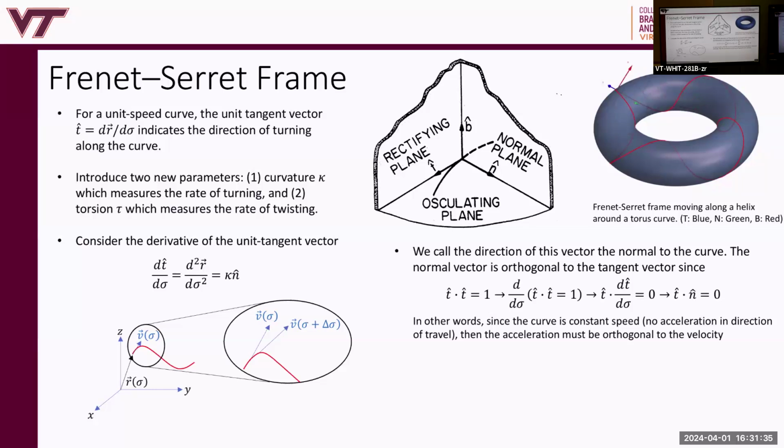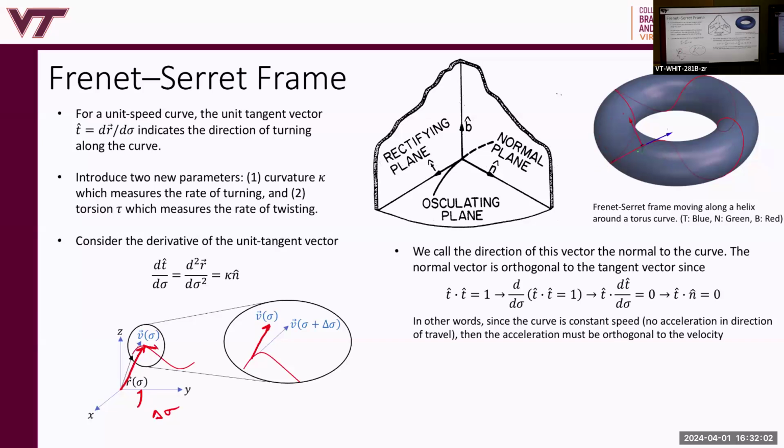Okay, if we look at the derivative of this unit tangent vector with parameter sigma, then if we zoom into this curve, here's v of sigma. If we increase sigma by delta sigma, for example, then r of sigma is going to point to a new point on the curve, and we can differentiate that, r of sigma plus delta sigma, and we get a new tangent vector.